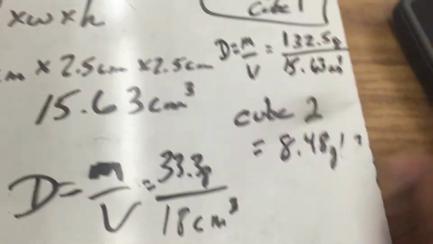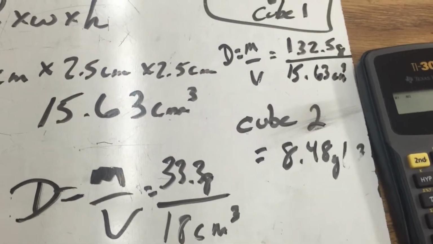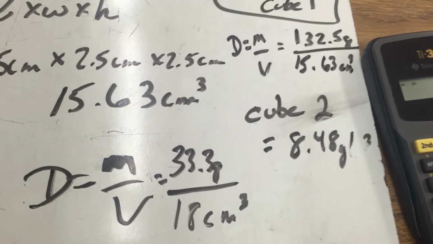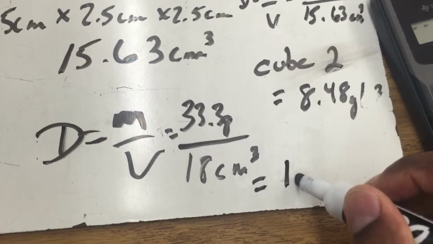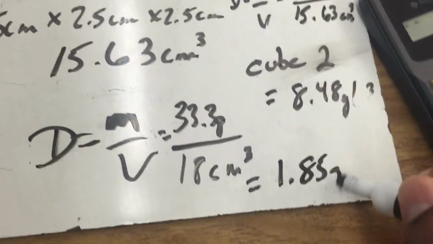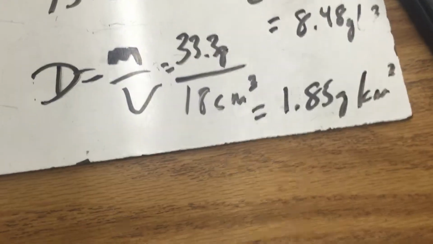And so if I type 33.3 into my calculator and divide it by 18 centimeters cubed, I get 1.85. So the density of this rock is 1.85 grams per centimeter cubed. Now you can see we've calculated the density of this rock. You can do this for any substance.